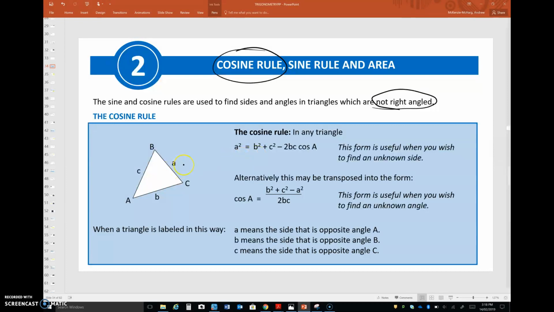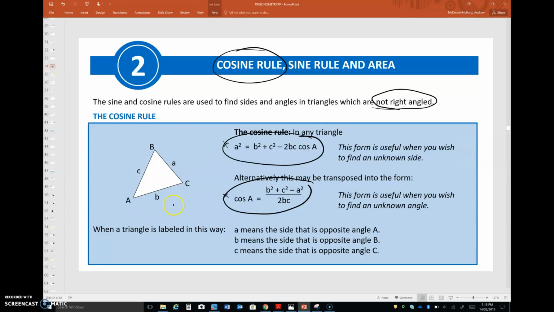Now the cosine rule, we've got it here and here. Same rule, looks different, just been rearranged. This is the way we use it when we're finding a side length, but if we're finding an angle, then we'd use this one, and we'll use both in this video.